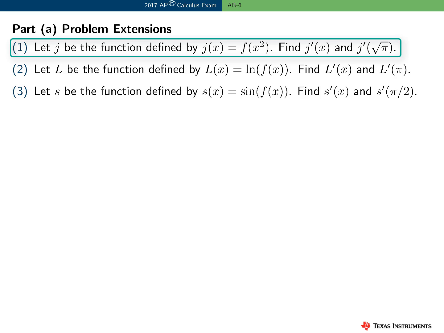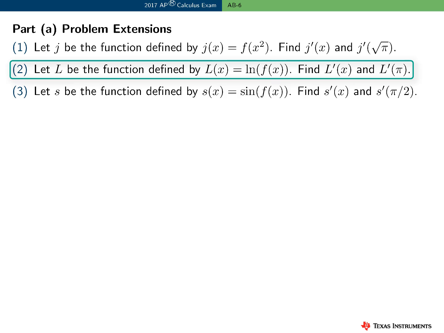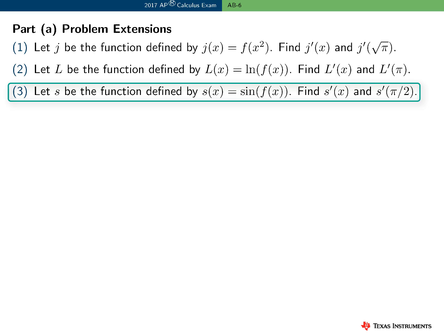Here are a few more AP Calculus questions associated with this problem. Let's let j be a function defined by j of x is equal to f of x squared. Find j prime of x and j prime of the square root of pi. Let's let L be a function defined by L of x is the log of f of x. Find L prime of x and L prime of pi. And finally, let S be a function defined by S of x is the sine of f of x. Find S prime of x and S prime of pi over 2.